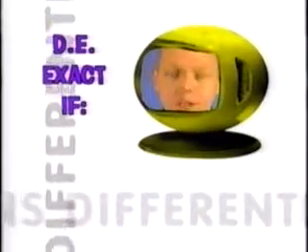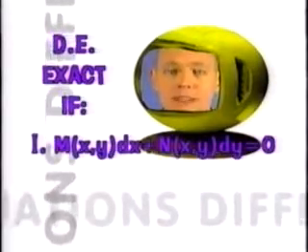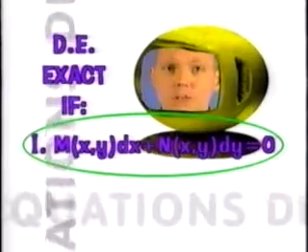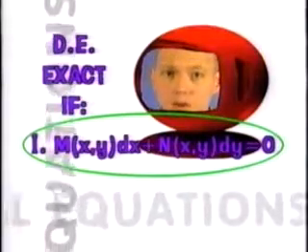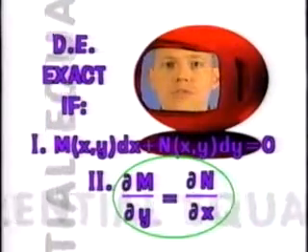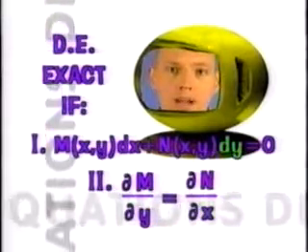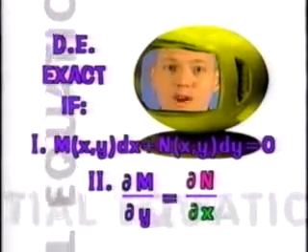Let's apply the test. Remember, we said that a differential equation is of the exact type if 1, it's in the form M of x y dx plus N of x y dy equals 0, and 2, the partial derivative of M with respect to y is equal to the partial derivative of N with respect to x. Notice that up here in the general form, the M part is with the dx, but down here, we're taking its derivative with respect to y. And, on the other hand, see that the N is with the dy, but down here, we're taking its partial derivative with respect to x. Don't let that mix you up.